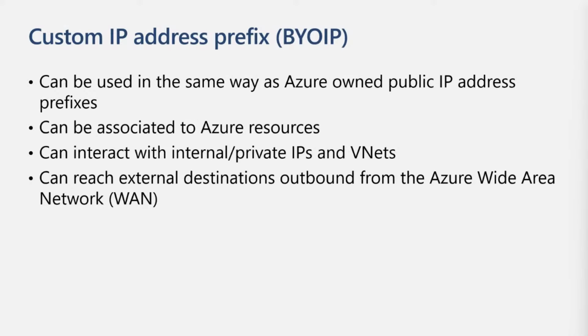In addition to that, we also have the custom IP address prefixes, which is called BYOIP. This can be used in the same way as Azure's own public IP address prefixes. You can associate your custom IP addresses to Azure resources, and they can interact with internal or private IPs as well as VNets. Your custom IP address prefix can also reach external destinations that are outbound from the Azure Wide Area Network, or WAN.